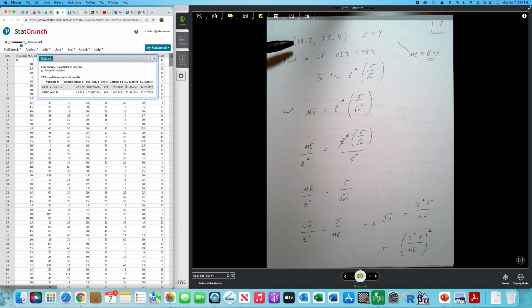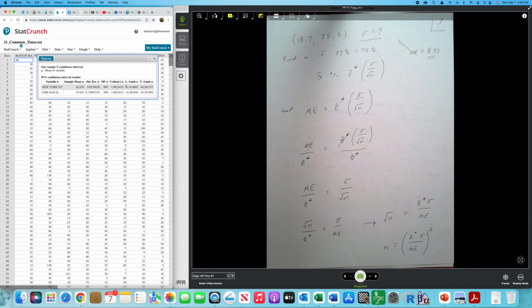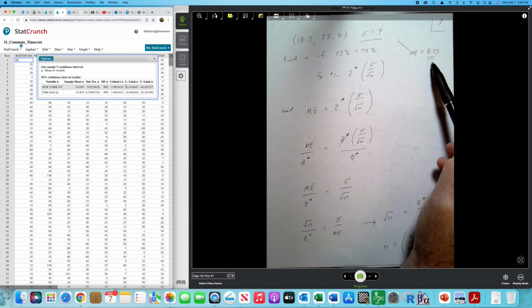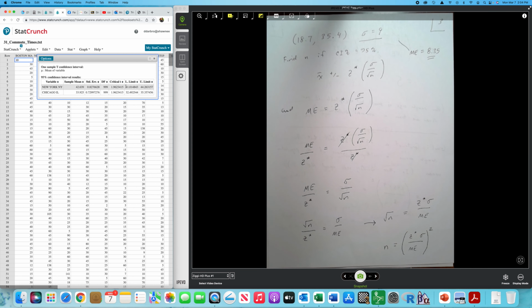So let's say that we have a confidence interval that runs from 18.7 to 35.4. We know that the population standard deviation is equal to 9. So find n if the confidence interval is a 95% confidence interval. Well, the first thing I did is just on my calculator, I found the margin of error. And again, I found it by taking 35.4 minus 18.7 divided by 2.